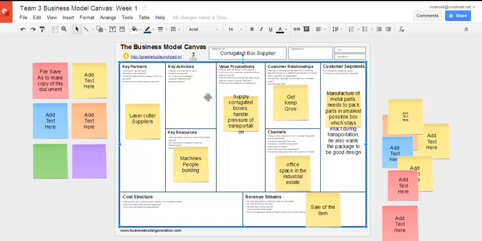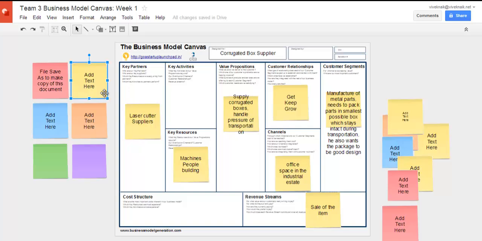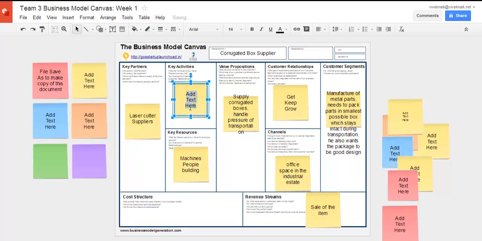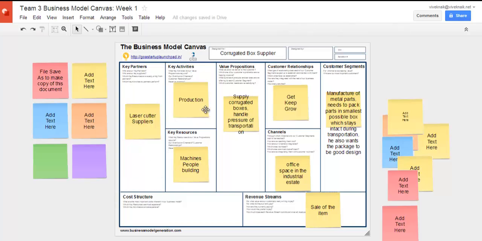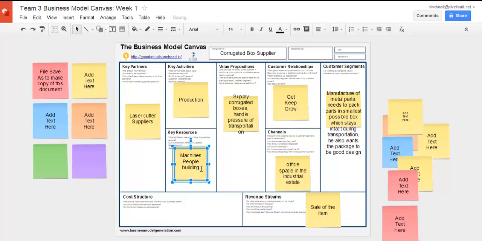And what activities are you going to do? Your main activity is mostly production of these boxes. So it is more of production, and whatever other activities are required to manage the business on a day-to-day basis. So doing all this, owning machines, people, buildings, and even one of the key resources could be your initial capital required.